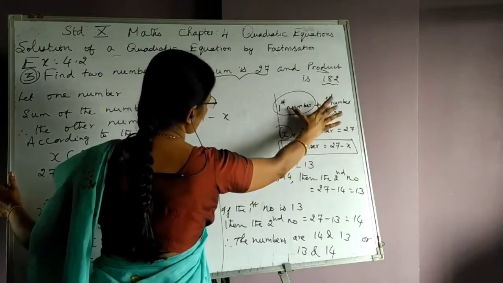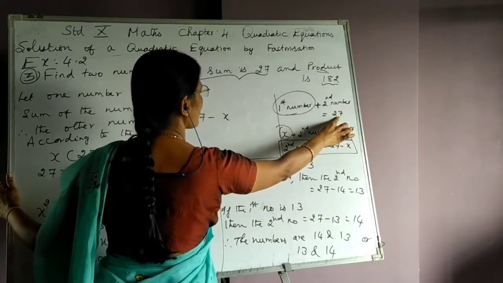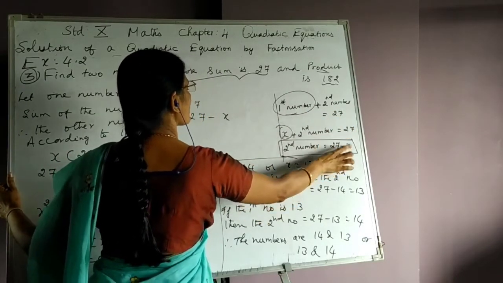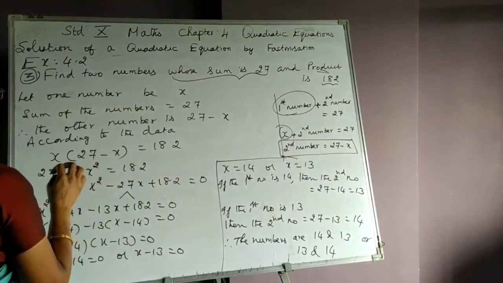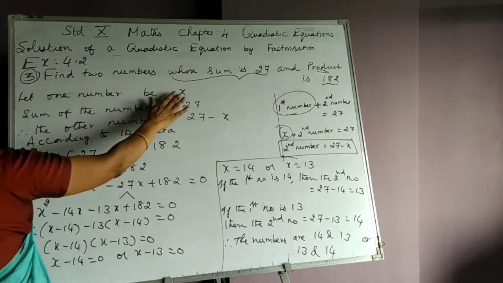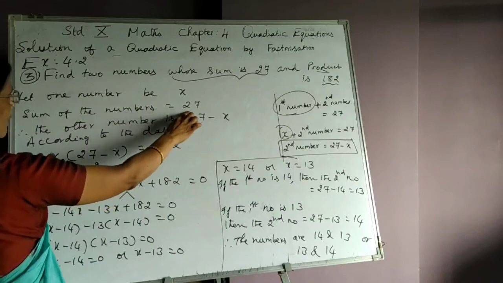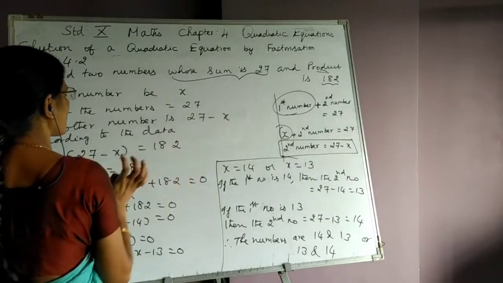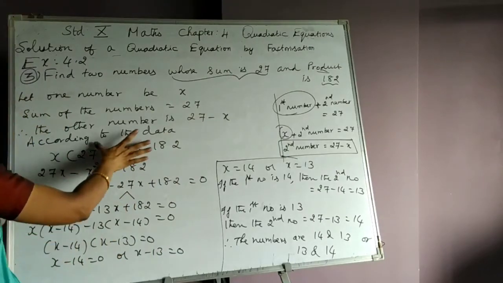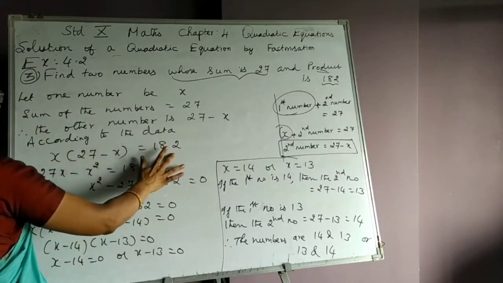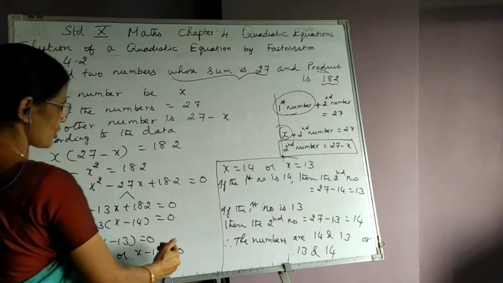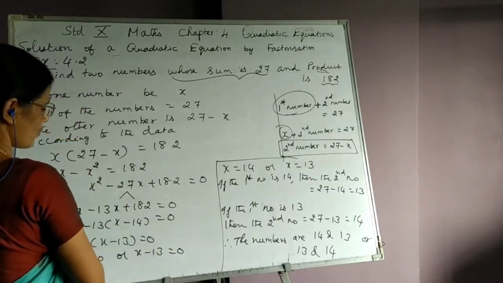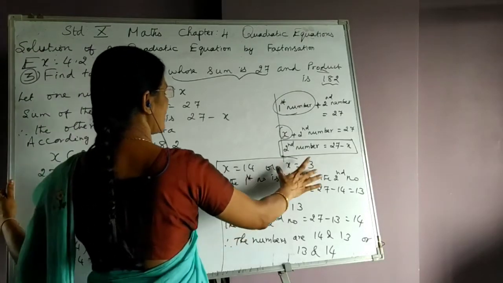It is given that the sum of these two numbers equals 27. Therefore, the second number becomes 27 minus x. So we have assumed one number to be x and the sum of the numbers equals 27. Therefore, the other number becomes 27 minus x. According to the data, the product equals 182. So we framed the equation, we solved it, and we get two values for x, which are 14 and 13.